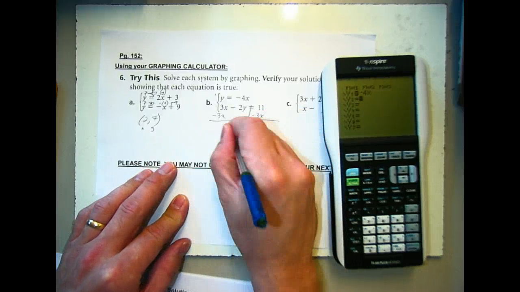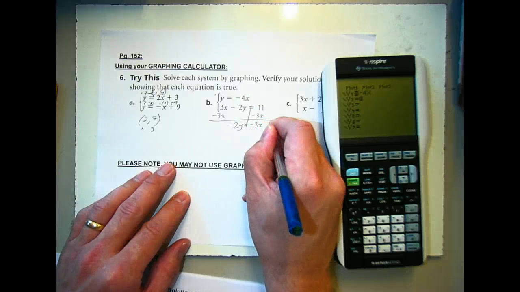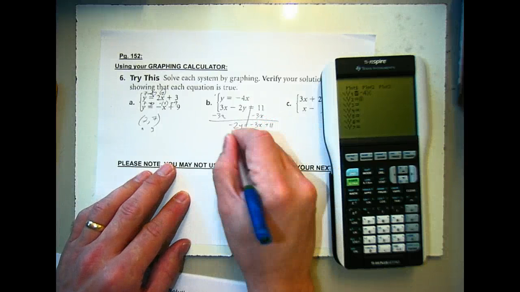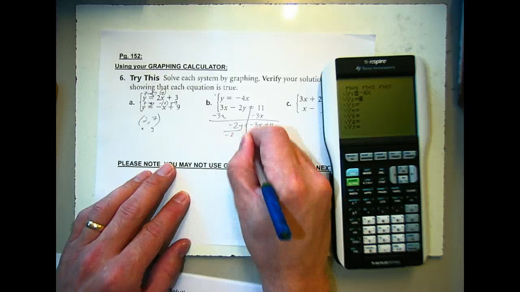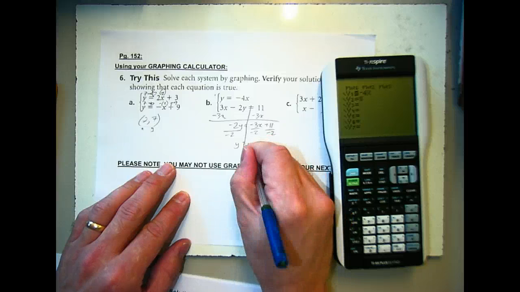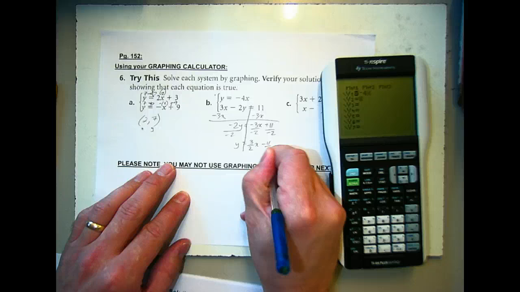Okay, so we get -2y is equal to -3x plus 11. Divide by -2. Make sure you divide each term by -2. So you get y equals +3/2 x minus 11/2.